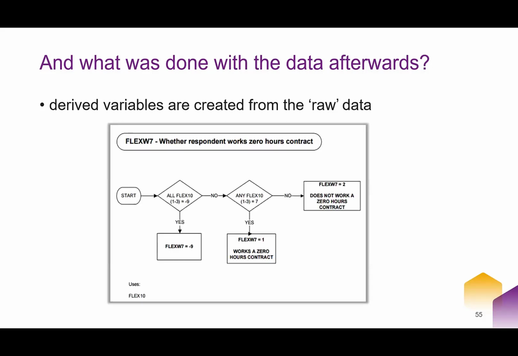So here is an example of this. This again is our Flex10 variable that we talked about on the last slide. Basically it's been used to derive a variable called Flexw7, which measures whether a respondent works zero hours contracts. This variable has been derived by taking all of those who responded 7 on the Flex10 variable, which indicated they worked a zero hours contract, and then coding them as 1 on the new Flexw7 variable, therefore measuring whether they work a zero hours contract or not.